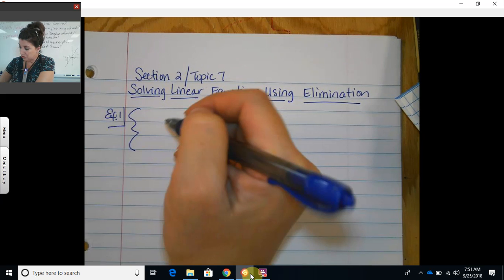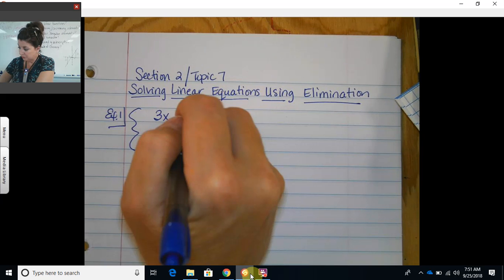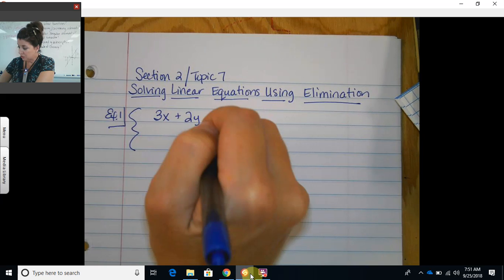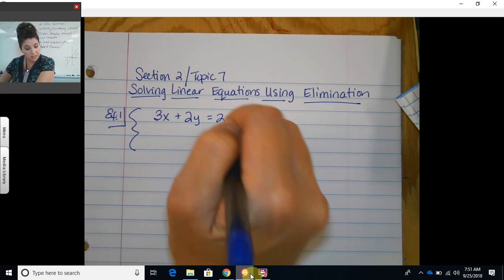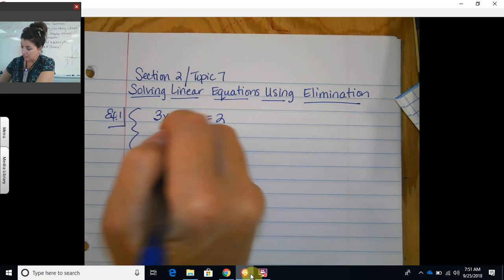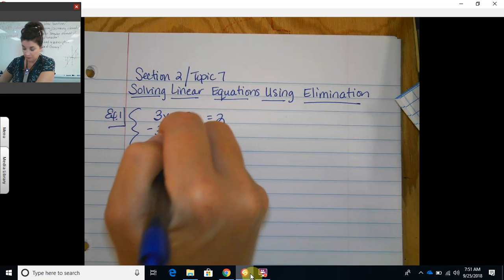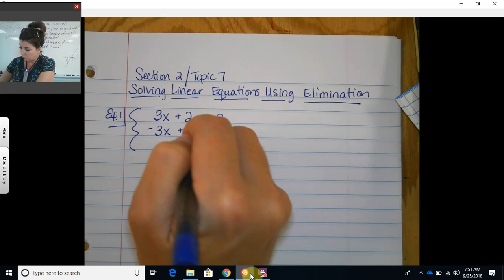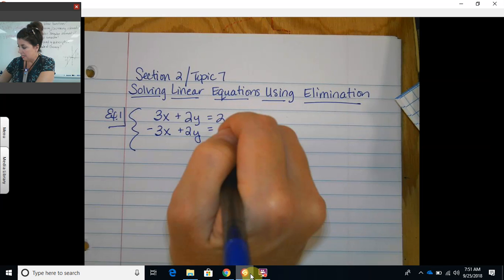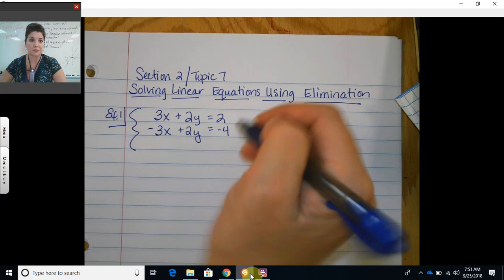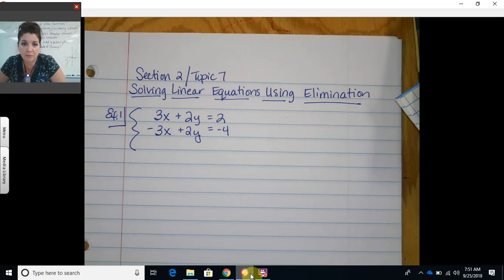So my system is 3x plus 2y equals 2. And my other equation is negative 3x plus 2y equals negative 4. So these are both in standard form. Your x's are lined up, your y's are lined up, your constants are on the other side of the equation.